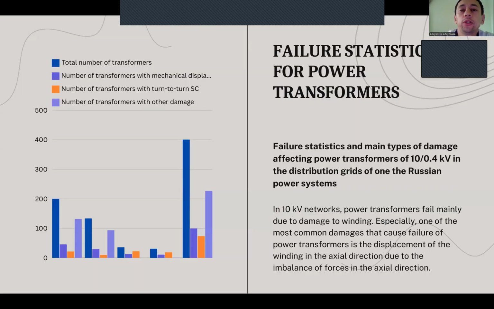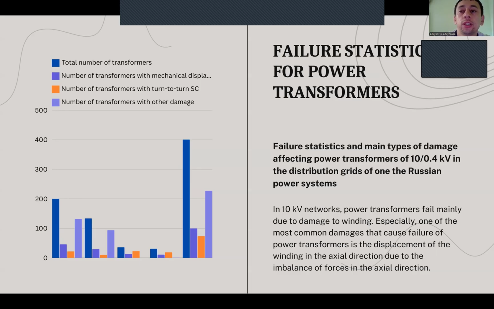In 10 kV networks, power transformers fail mainly due to damage to the winding. Especially, one of the most common damages that cause failure of power transformers is the displacement of the winding in the axial direction due to imbalance of force in the axial direction.